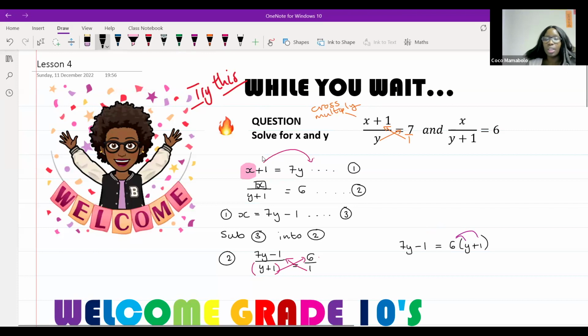All right, good. Yes. So I'm going to get 7y minus 1 is equal to 6y plus 6. And I'm going to take 6y over and I'm going to bring the -1 over to the other side. So I'm going to get 7y minus 6y is equal to 6 plus 1. Therefore, y is equal to 7.